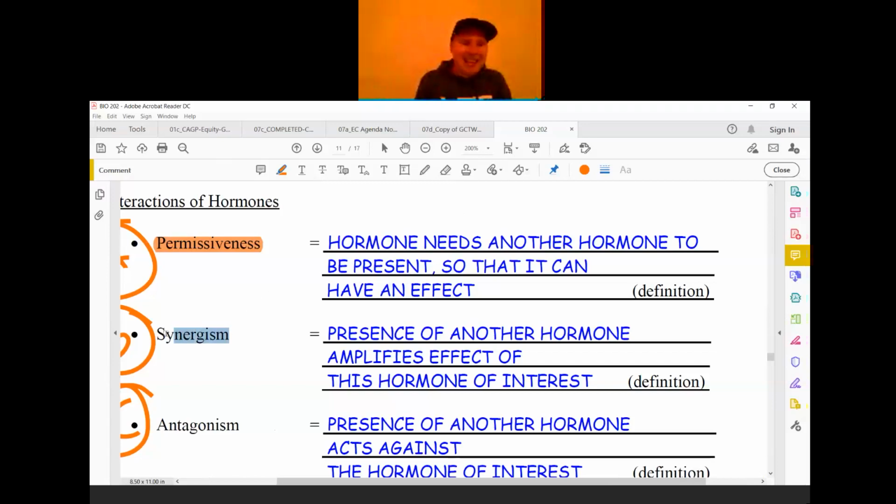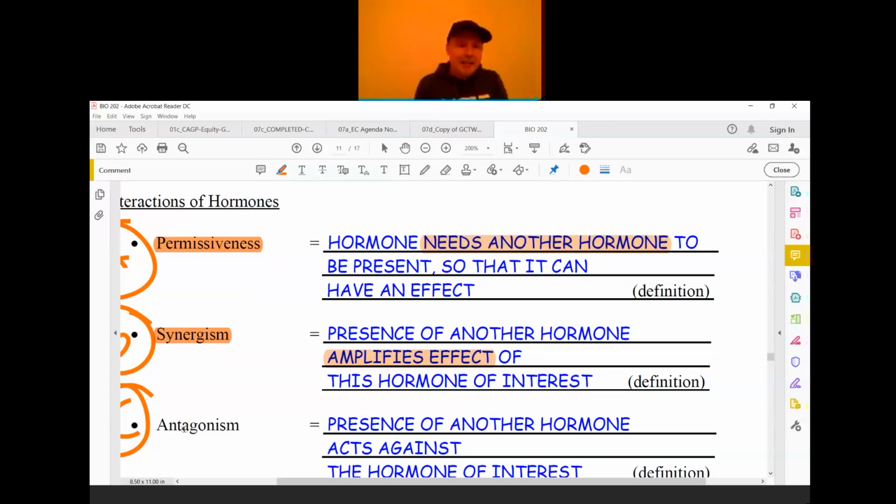Let's look at the next case. In this case, we have this initial hormone, and the other hormone being present makes this initial hormone act even stronger than it would normally act. So it's synergism. So it amplifies the effect of that hormone that we had.